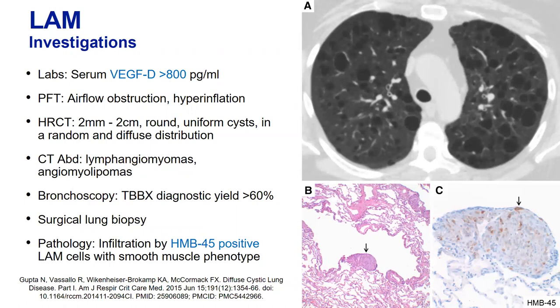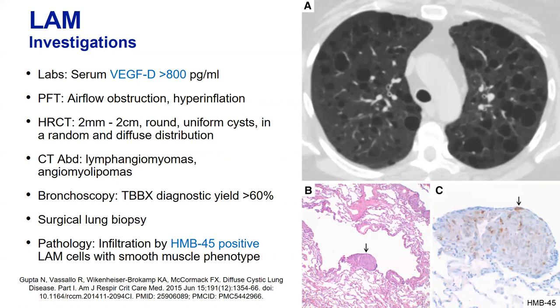When it comes to investigating these patients, your money is going to be on your high resolution CT. You're going to see these thin wall, diffusely distributed cysts. And when you do get histology on these patients, again, you'll see the large cystic space, but then you'll also see focal aggregates of either spindle cells or epithelioid LAM cells. And when you stain them with HMB45, they'll have these brown deposits, and that's how you'll know it's positive.